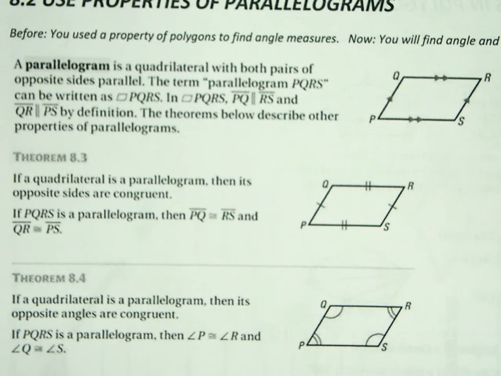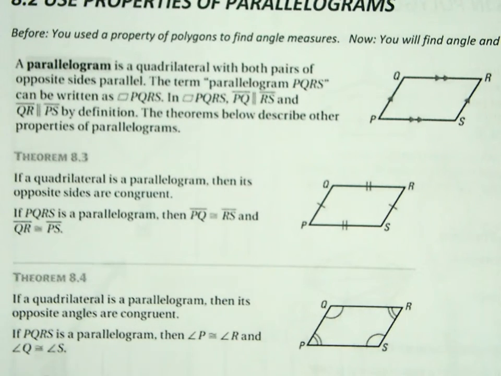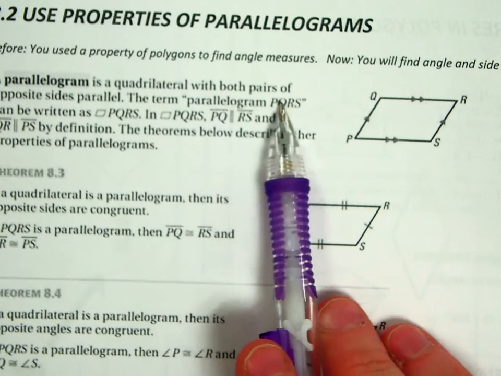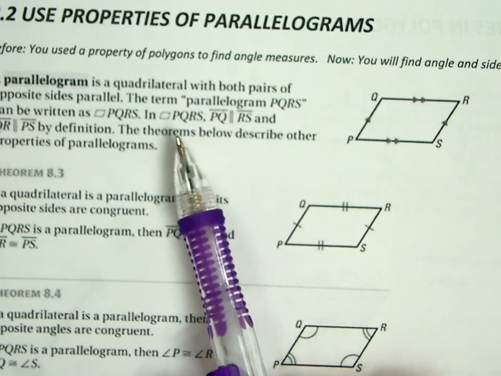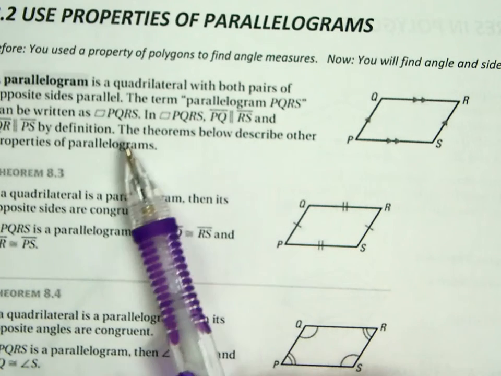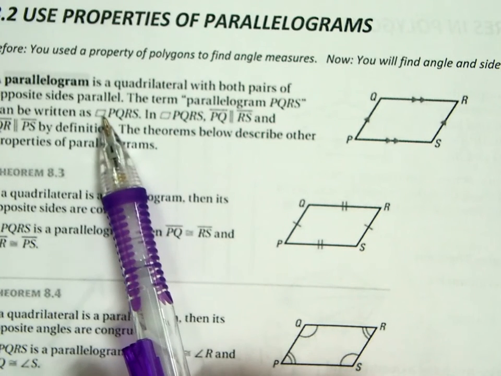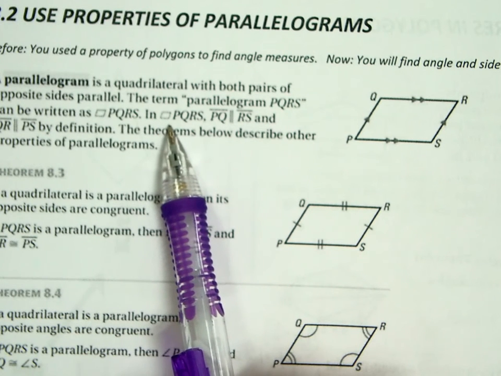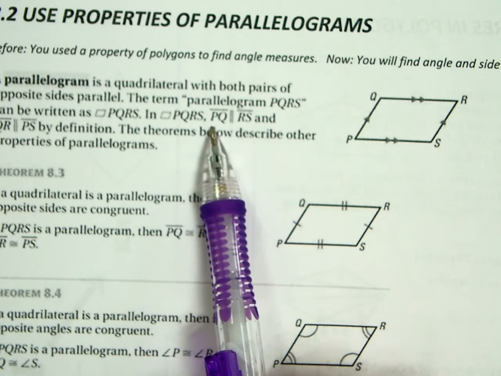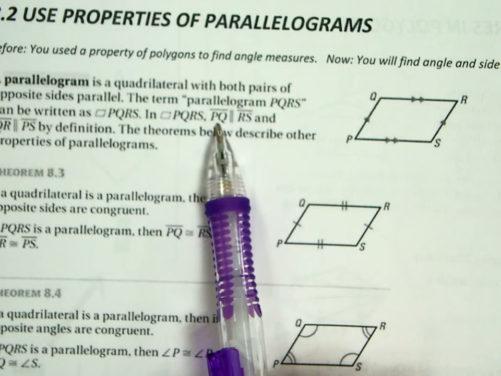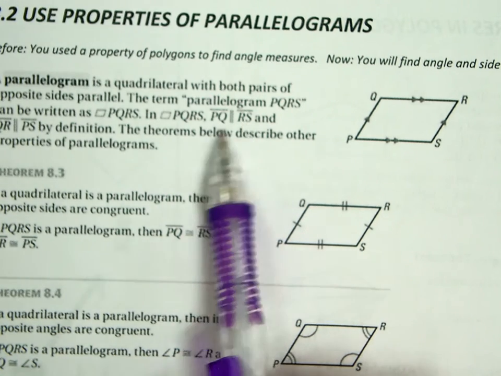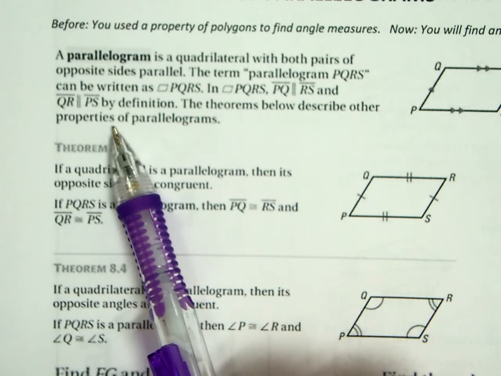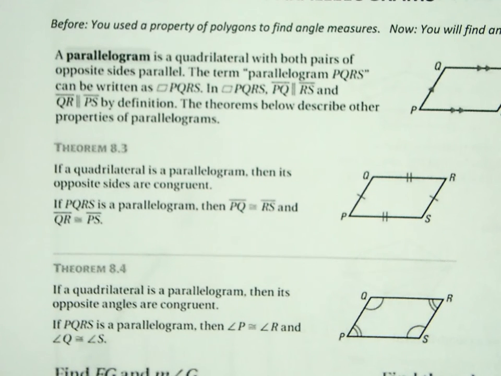Alright, 8.2, we're going to use properties of parallelograms. So, a parallelogram is a quadrilateral with both pairs of opposite sides parallel. The term parallelogram PQRS can be written with the symbol for a parallelogram, which is like a slanted triangle, PQRS. In parallelogram PQRS, opposite sides, segment PQ is parallel to segment RS, and QR is parallel to PS by definition. The theorems below will describe other properties.